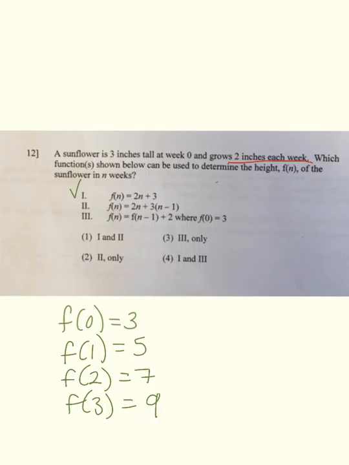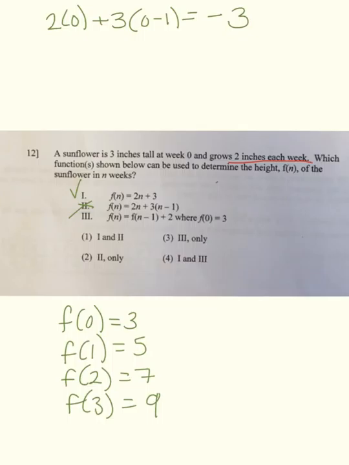Now let's check Roman numeral 2. I'm going to do that one up top. So 2 times 0 plus 3 times 0 minus 1 is equal to 0 plus 3 times a negative 1. That's a negative 3. Second one does not work.